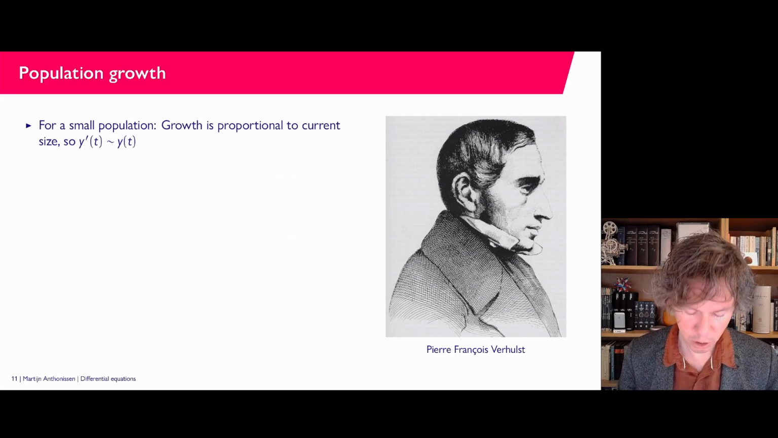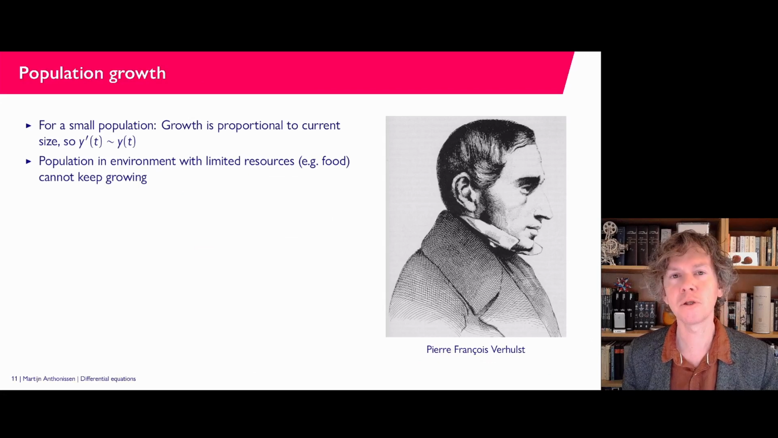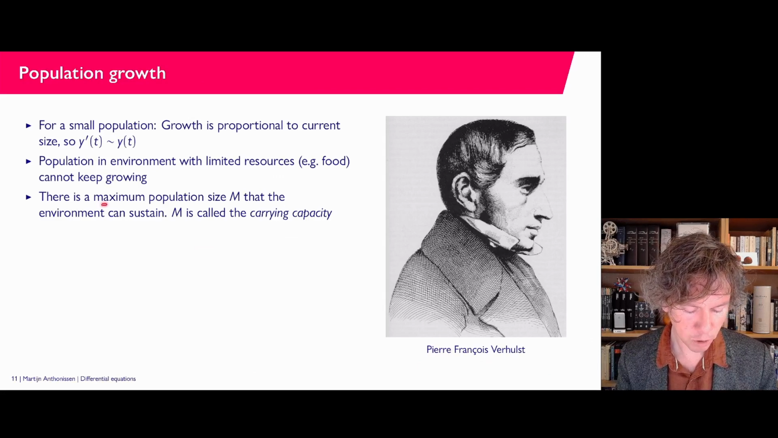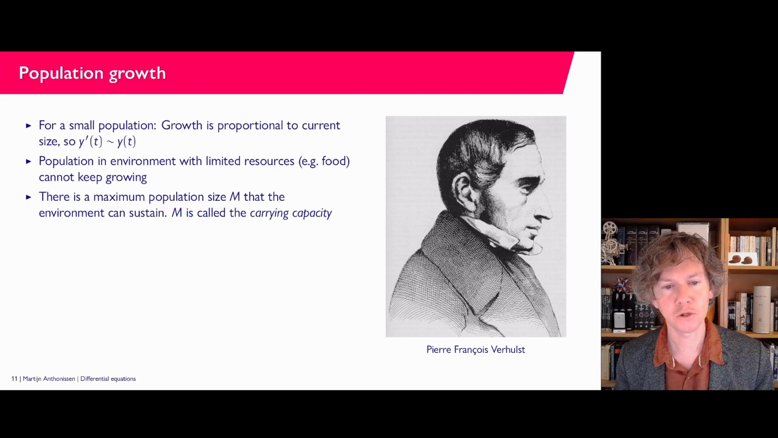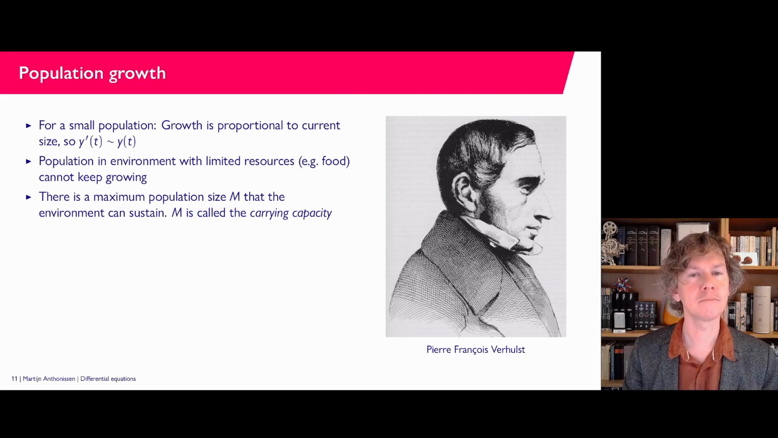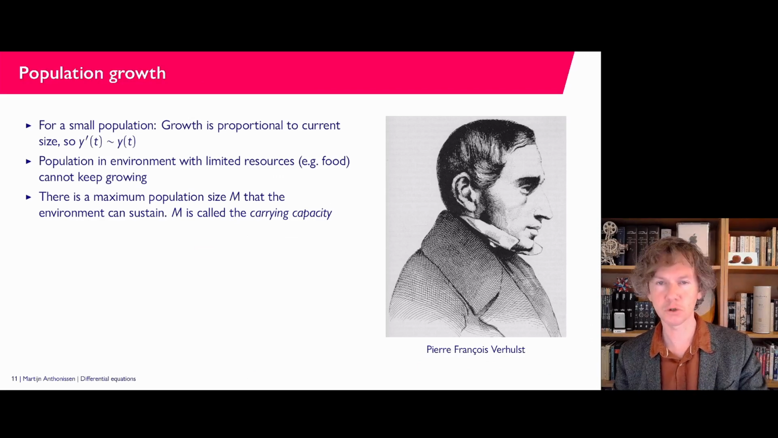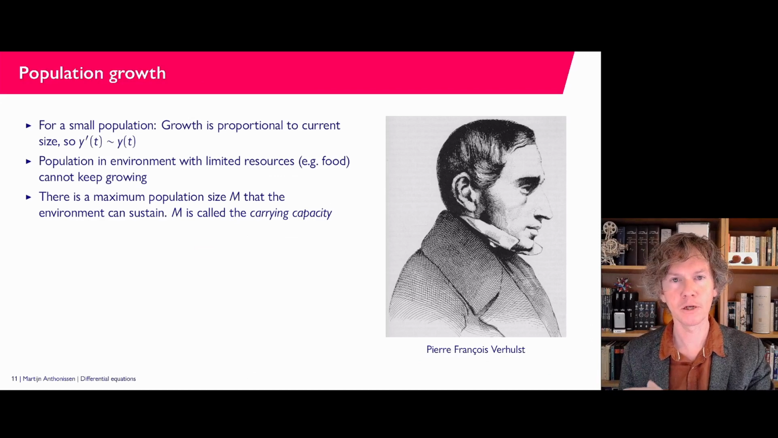So what he introduced as an extra is that the population cannot simply keep growing. It cannot double all the time. That's not going to work. So we are going to assume that there is a maximum population size capital M that the environment can sustain, and it's called the carrying capacity. So this capital M tells us that if the population is at size capital M, then all food, all houses, all infrastructure is being used, but there shouldn't be more people. It's kind of the maximum population size that still is okay for the country to have.